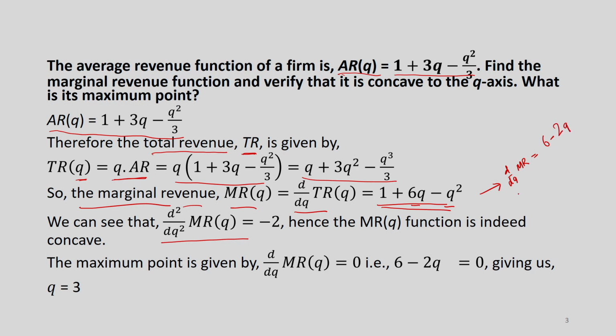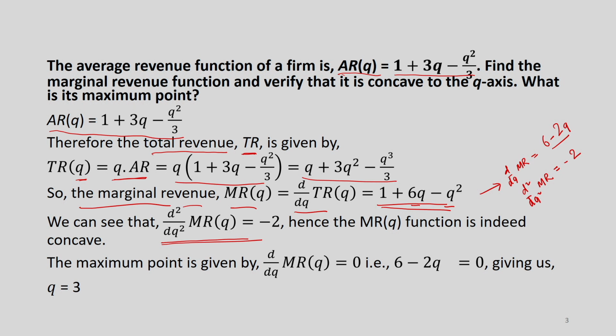And you take the second derivative. So, differentiating this with respect to quantity, we get minus 2. That is what I have written here. You can see that the second derivative is minus 2, which is a negative quantity. Hence, the marginal revenue function is indeed concave. This is a property: a negative second derivative means the function is concave.